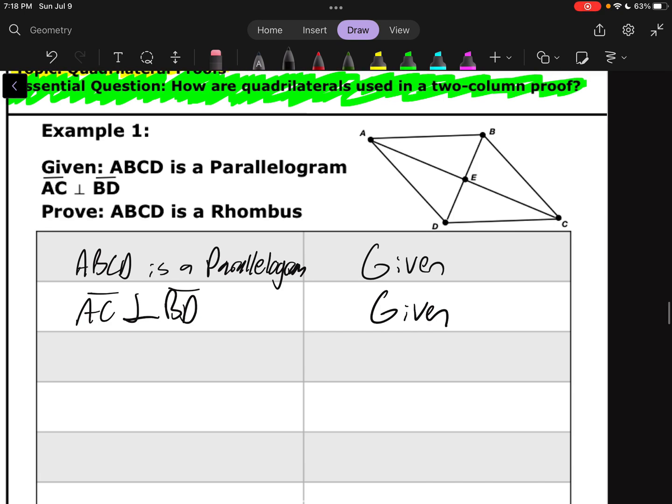Now, just as a refresher, a rhombus is a quadrilateral with four congruent sides. So that's kind of our mission. We want to prove that all four sides of this thing are actually congruent. If we can do that, then we know it's a rhombus.